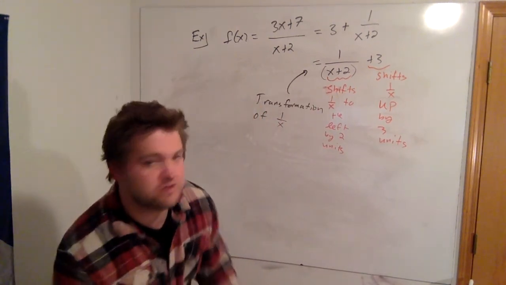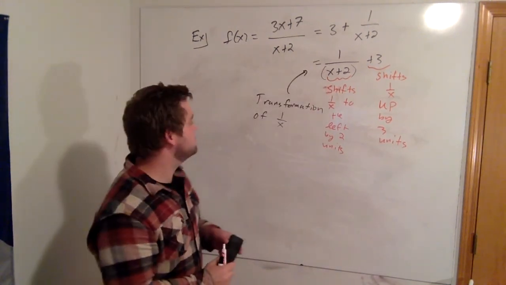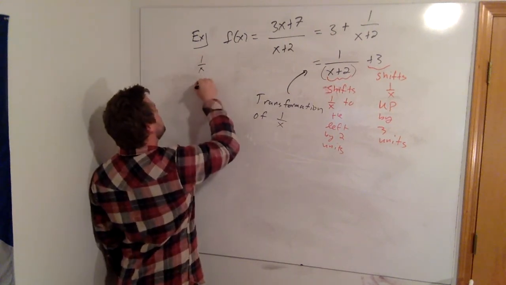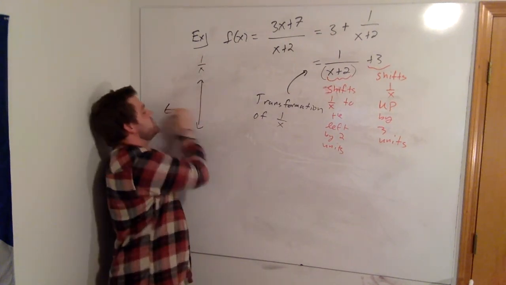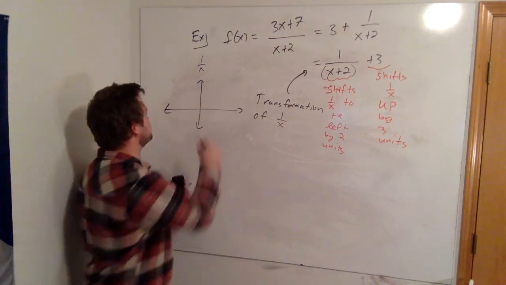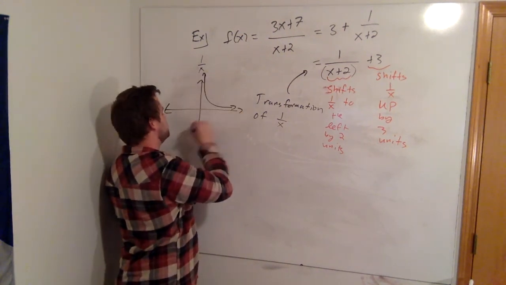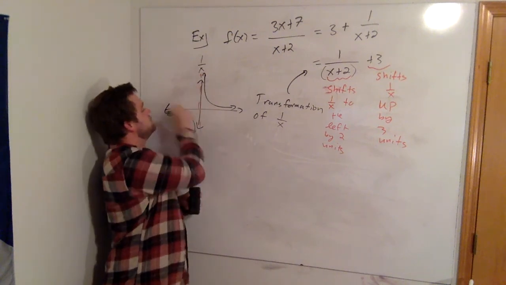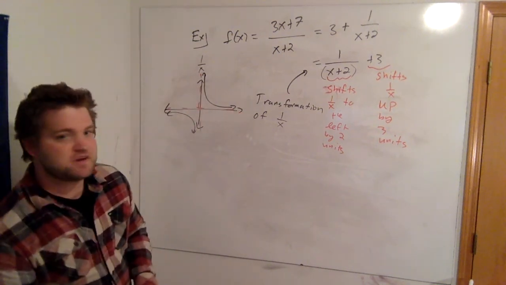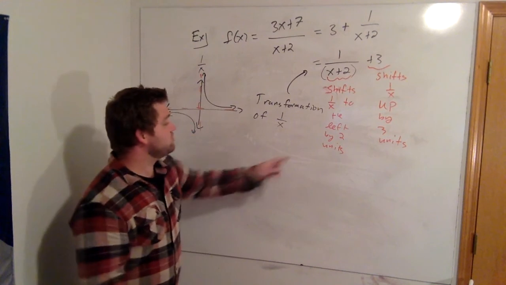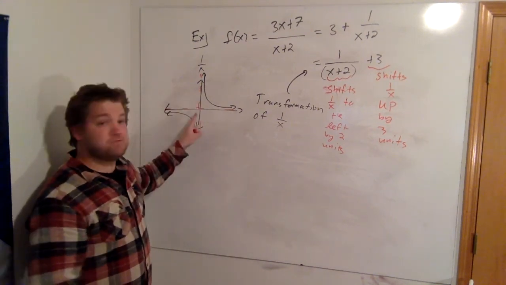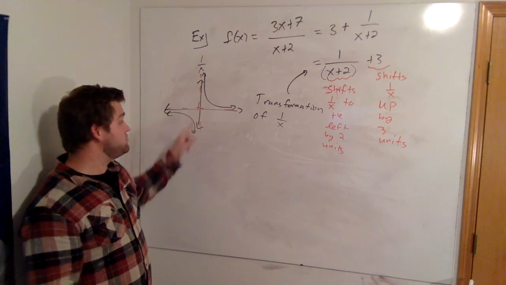So now I can easily graph this. Remember what 1 over x looks like? We should never forget this graph. So this is what 1 over x looks like. Now, what's going to happen if I shift this graph to the left 2 units and up 3 units? Basically, I'm just moving where my asymptotes are.